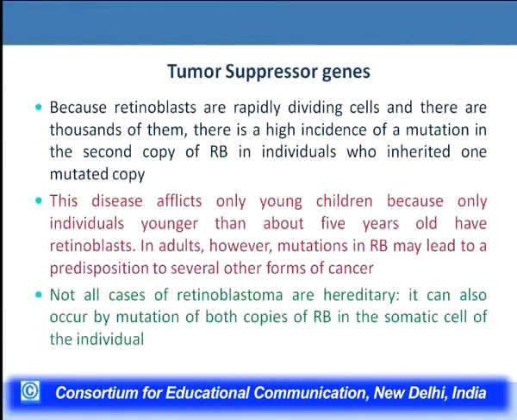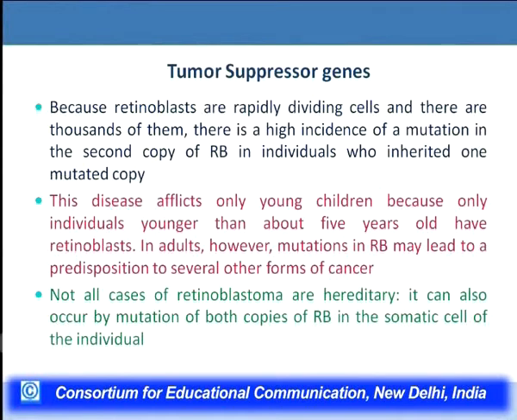Now, these retinoblasts are rapidly dividing cells, and because there are a large number of them, there is a high incidence of mutation in the second copy. This disease afflicts only young children, because only younger individuals have retinoblasts, the rapidly dividing cells, and this tumor appears by the age of 5. In adults, mutation in the RB gene might lead to several other features.